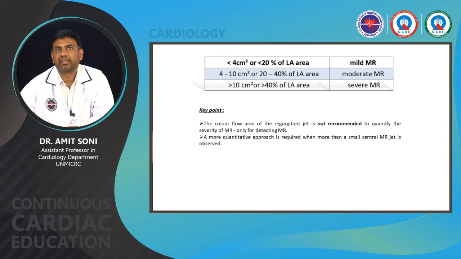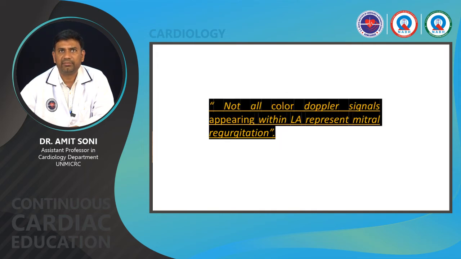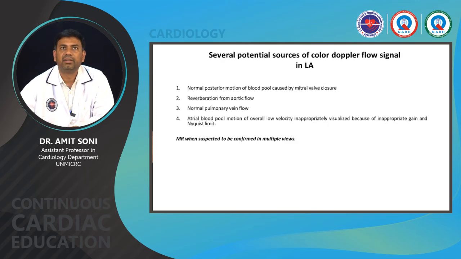Characteristic of mild MR, the jet is less than 20% of the LA area, 20 to 40% of the area is moderate MR, and more than 40% is severe MR. Not all color Doppler signals appearing within the LA represent mitral regurgitation. What is the meaning of this dictum?